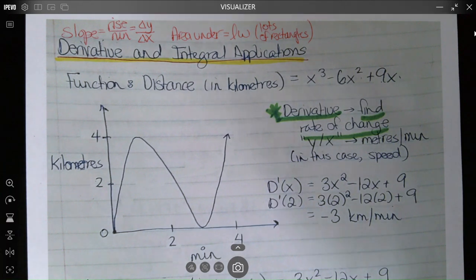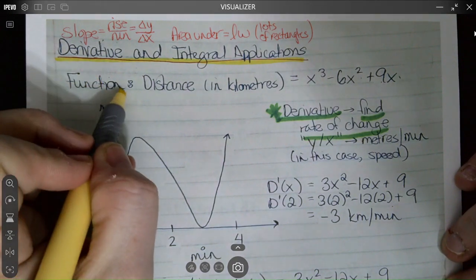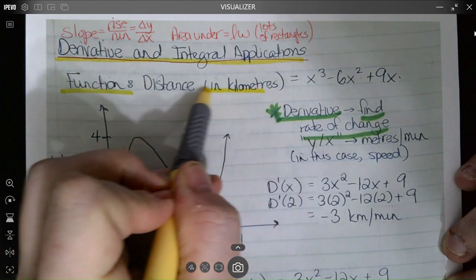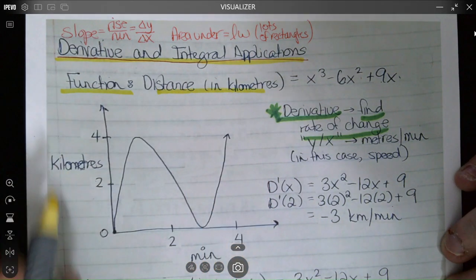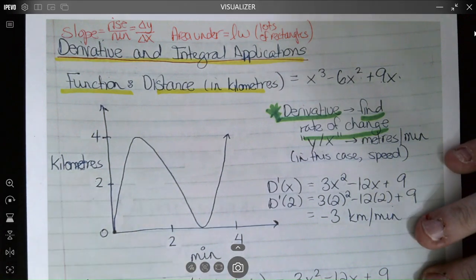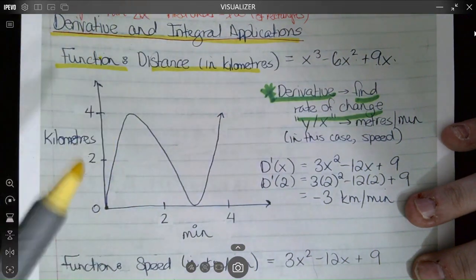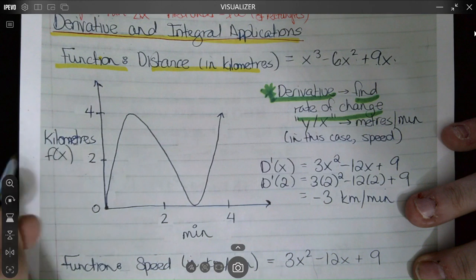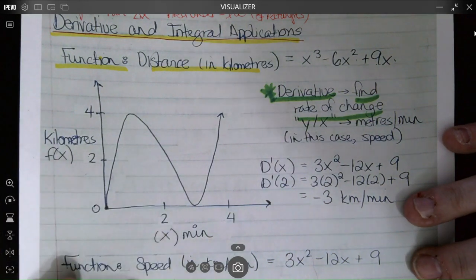So let's start off with this idea of what I have in this first set. In this first set, I have a function, a formula that's representing distance. So I'm able to obtain a formula that tells me the distance I have traveled over x minutes. So here I have my f of x, my function is representing kilometers, my x-axis is in minutes.